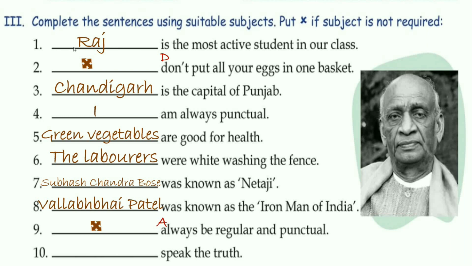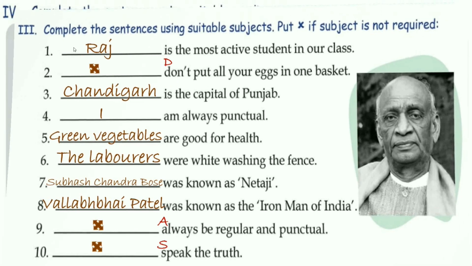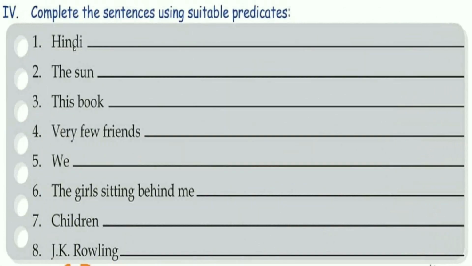Number 10, dash speak the truth. Again it is an instruction, an imperative sentence, speak the truth. So write S in capital letter. Let's move to Roman number 4. Complete the sentences using suitable predicates. Children, here I want to tell you, you can frame sentences on your own. I have written the sentences, but I want you to write your own sentences. Don't copy the same sentences, okay?